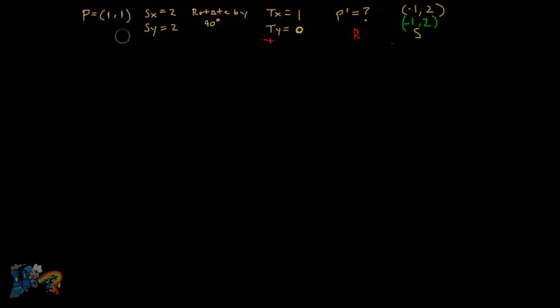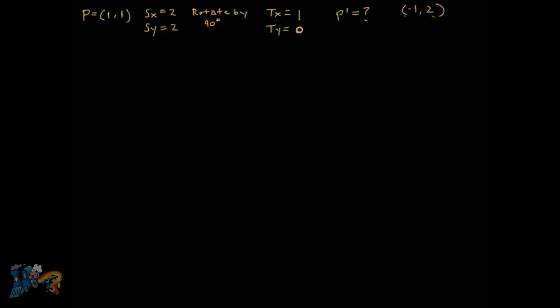All right, so this is our problem. We have the point 1, 1, and we want to scale it by 2 on both the x and the y. We want to rotate it by 90 degrees, and we want to translate it 1 unit to the right and not translate anything in the y-axis. And what's the result? Here's what we should get: -2 and 1.